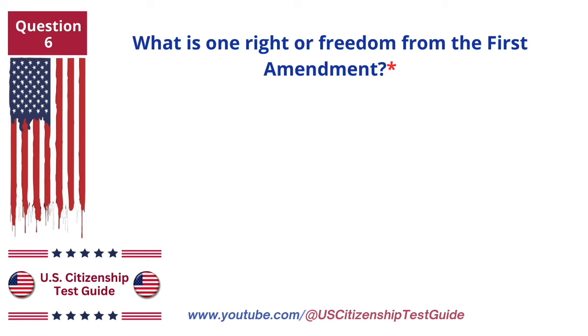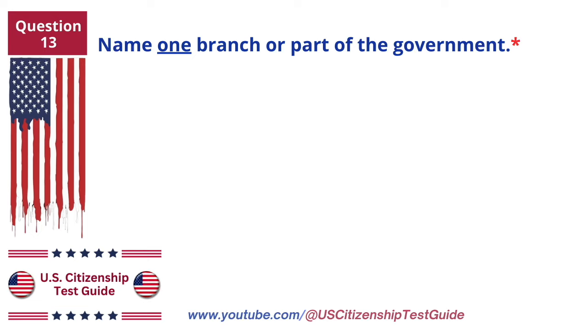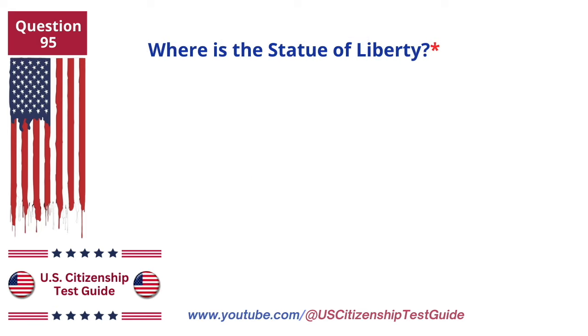What is one right or freedom from the First Amendment? Speech. Name one state that borders Canada. New York. Name one branch or part of the government. Congress. Where is the Statue of Liberty? New York Harbor.